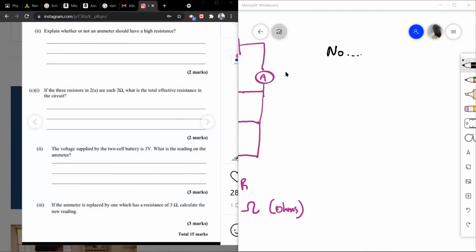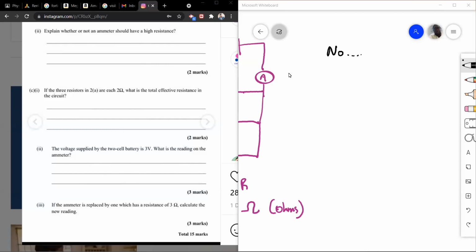Because the resistance is high. No. I want to know whether or not the resistance in the ammeter should be high or not. That is what I want to know. So we're not talking about the resistance in the circuit, we're talking about the resistance in the ammeter. Think about it.